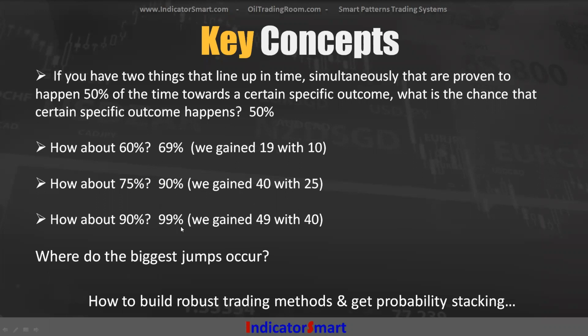So how about if two of the signals are 90%, we'll get 40 and we pick up 9% there. So don't use those numbers that are there, adjust them in your mind.